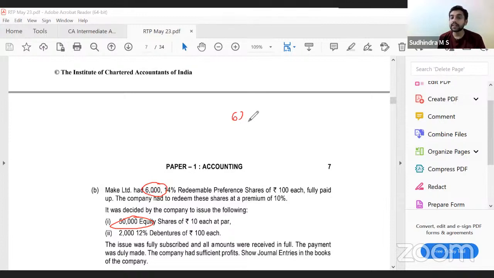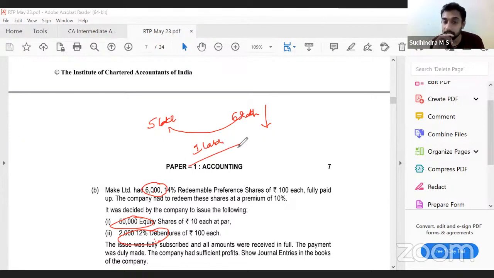6,000 into 100, 6 lakh nominal value. So share capital is decreasing by 6 lakh, but share capital is increasing only by 5 lakh. Yes, we are allotting debentures. By allotting debentures, will my share capital be compensated? No. So there is still a shortage of 1 lakh for which we have to create CRR.